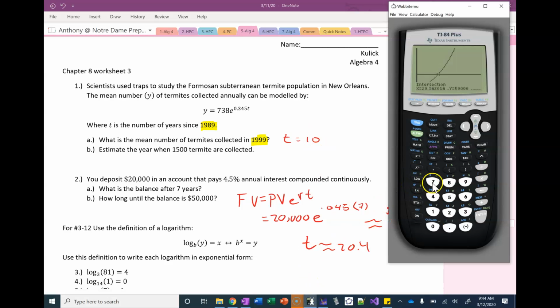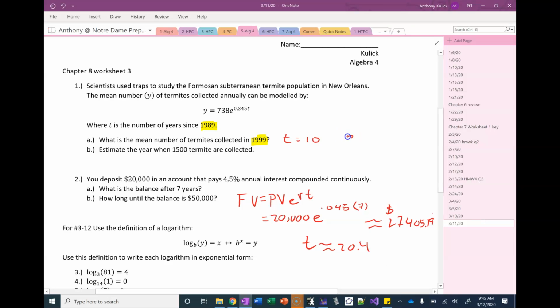So I'll just do 738 e to the 0.345 times 10. So there I get 23,247. And I rounded that to the whole number since we're talking about termites. It doesn't make sense to talk about a fraction of a termite.